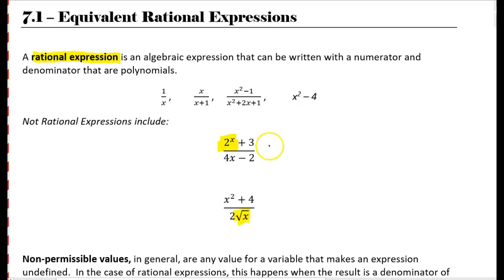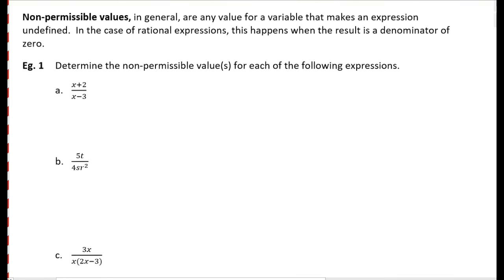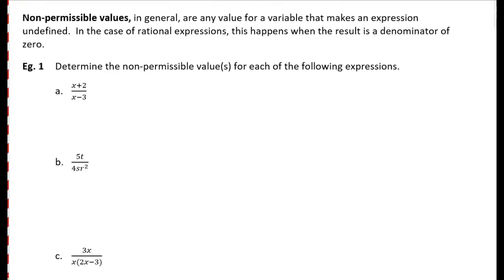In that case, these become different functions, this one becoming exponential, and this one becoming a radical function, which we saw in our previous unit. Within fractions, we know that we're not allowed to divide by 0, which means that we end up with non-permissible values. What that means is that it's any variable that makes an expression undefined. In this particular case, that's when the denominator is 0.